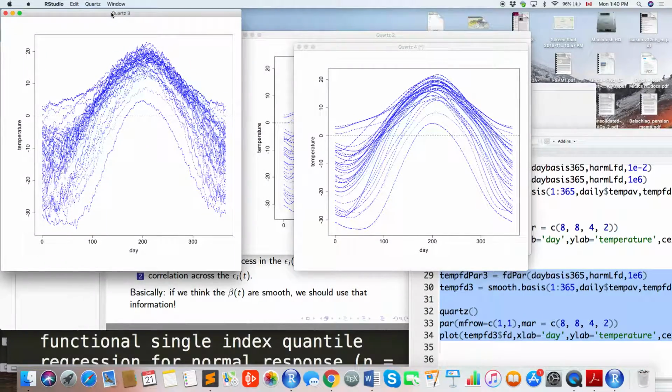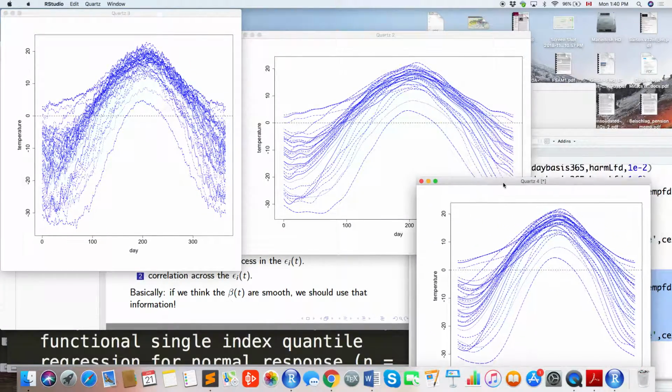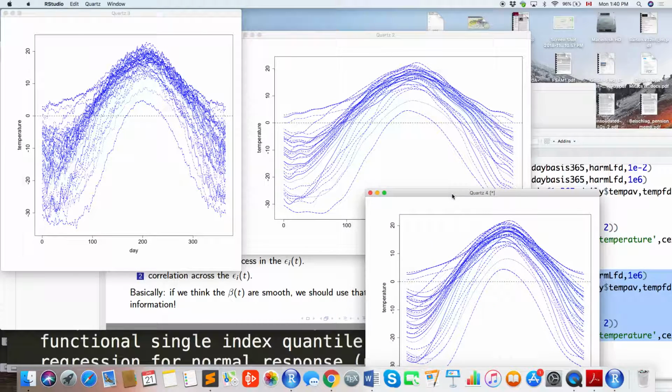So before we do FPCA, we do this smooth estimation on the temperature. Which one do you think we should use? Any ideas?